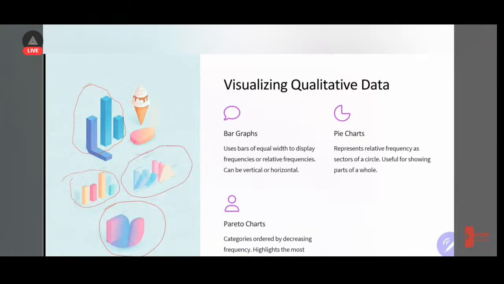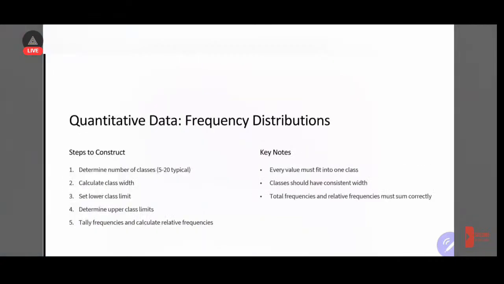And lastly, we have a Pareto. So this category is ordered by decreasing frequency, to highlight the most significant categories. That is one thing about Pareto. And here we talk about quantitative data. In the previous example, we've talked about the qualitative data. It's in form of a group data.